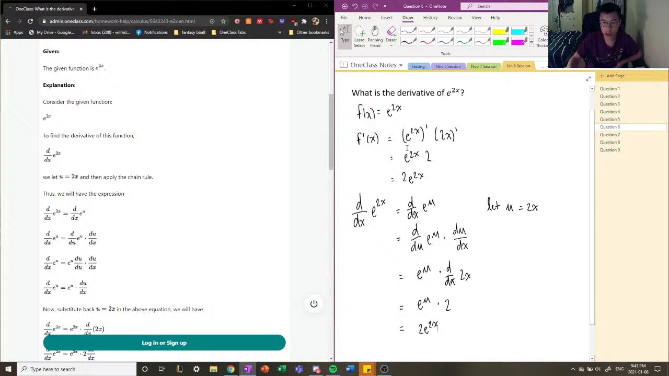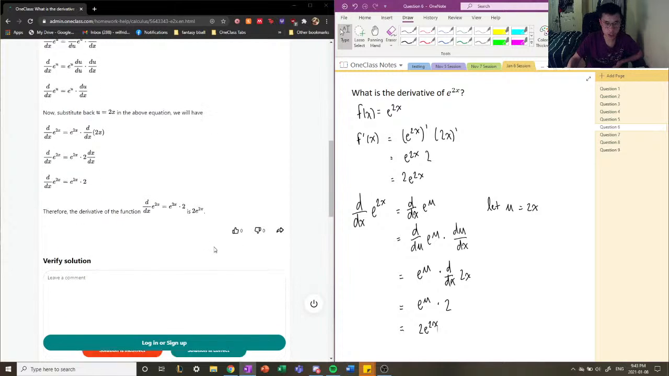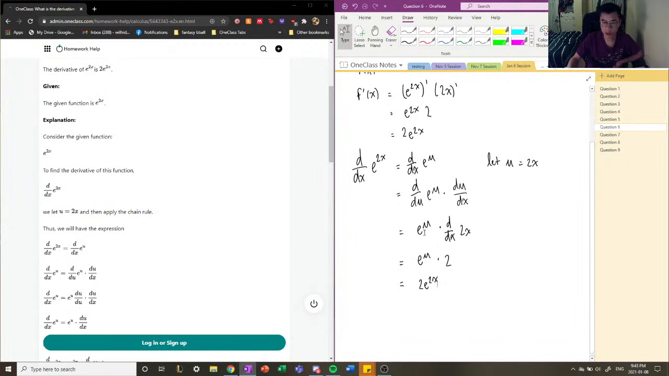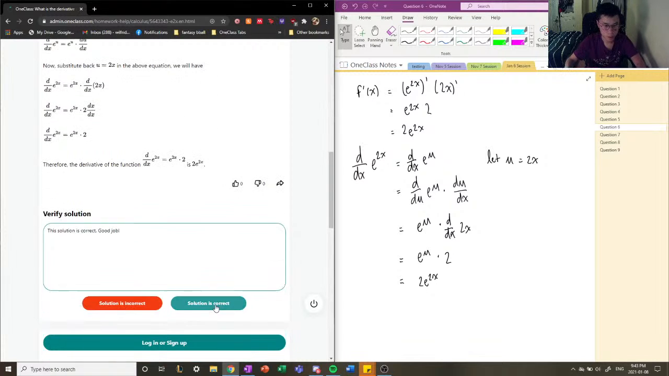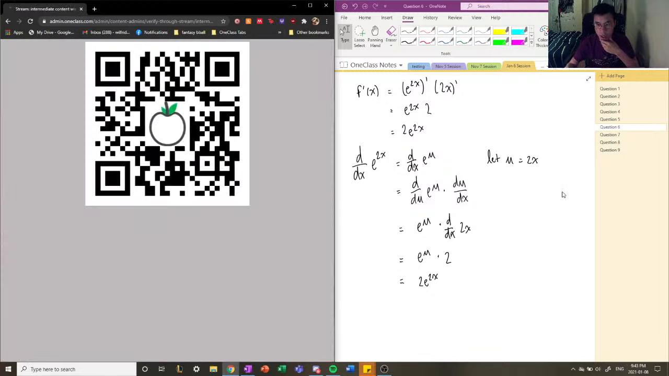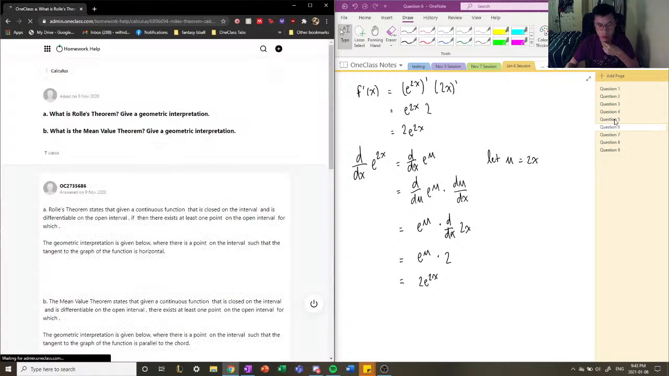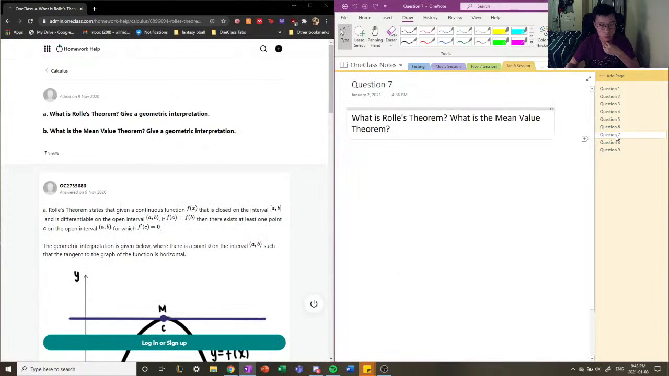Okay, so these are two different notations that basically describe the same thing. This first one is using the prime notation, and this one is using the d over dx notation. So either notation is correct, and either method is also valid. So this solution is correct. Good job. Cool. All right, let's move on to question number 7.